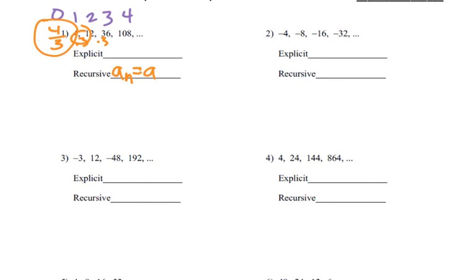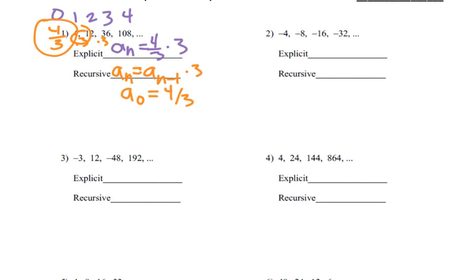a sub n equals a sub n minus 1. Then what's my constant ratio, my growth? It's times 3. What's my 0 term, my beginning? It's 4/3. There's my recursive. Explicit, we go a sub n equals, and then where do we start? 4/3. What are we doing to 4/3? We're timesing by 3. Then, because of that growth, we need to put the variable with the growth.